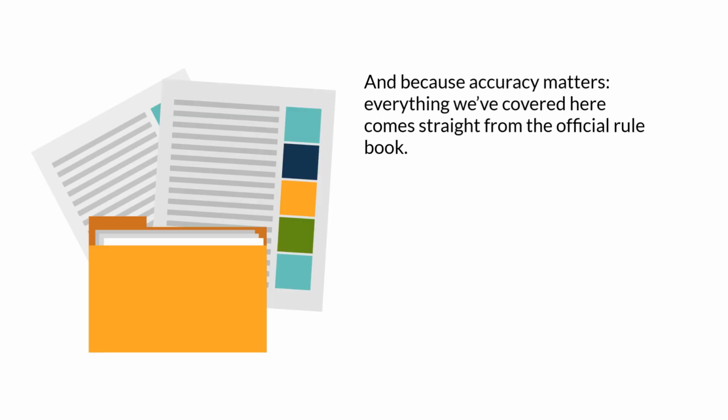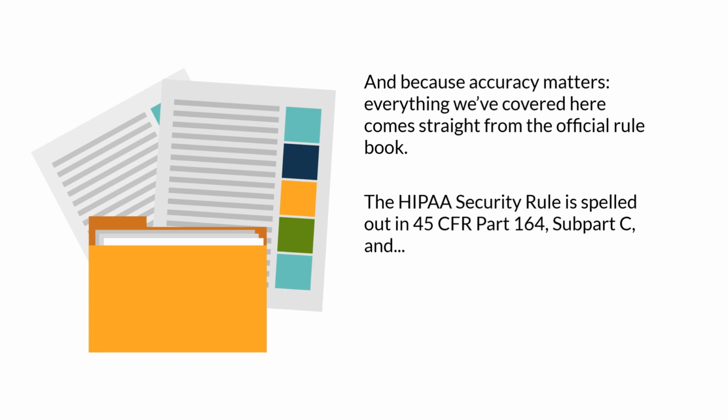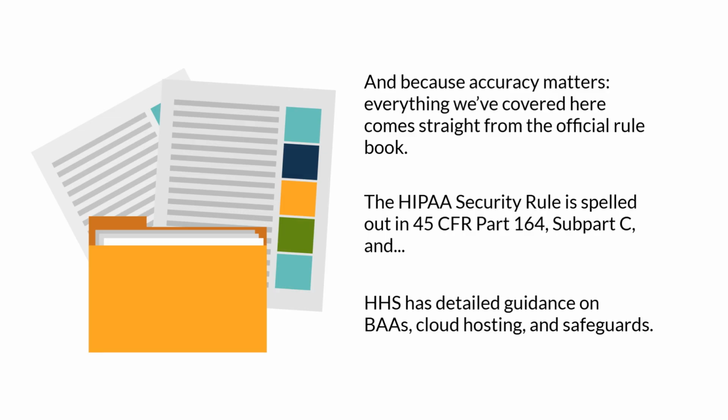And because accuracy matters, everything we've covered here comes straight from the official rulebook. The HIPAA security rule is spelled out in 45 CFR, Part 164, Subpart C, and HHS has detailed guidance on business associate agreements, cloud hosting, and safeguards. If you want to double-check me, those references are linked below this video.